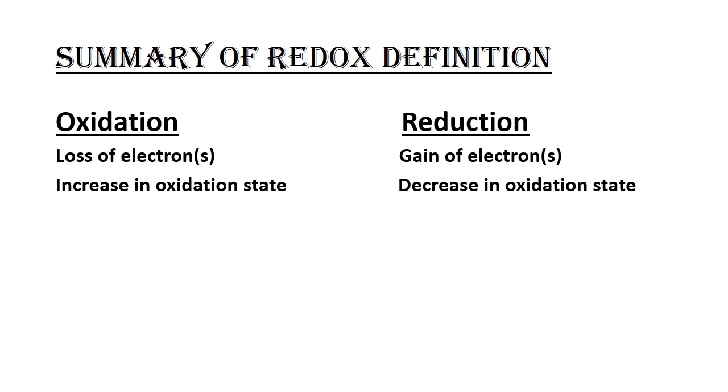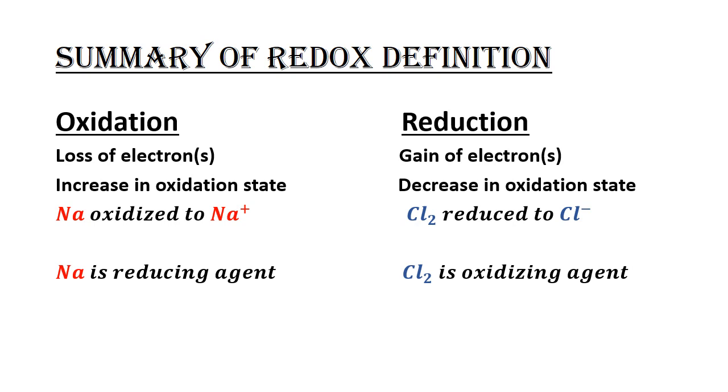Also, any species which undergoes oxidation has its oxidation state increased. Any species which undergoes reduction has its oxidation state decreased. So from the example, sodium has been oxidized to Na+, and chlorine has been reduced to Cl-. And in redox reaction, when you undergo oxidation, it will term you as a reducing agent, and when you undergo reduction, it will term you as an oxidizing agent.